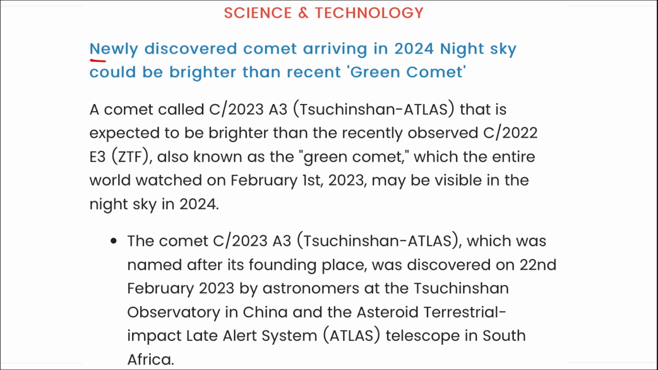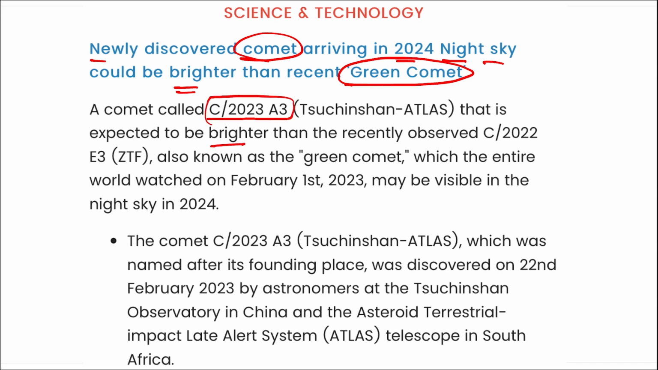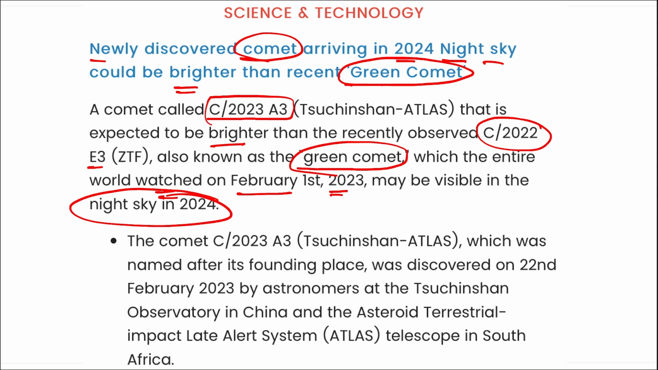Next, a newly discovered comet arriving in the 2024 night sky could be brighter than the recent green comet that we saw. So coming back, remember the comet is called C2023 A3. Alright, that is expected to be brighter than the recently observed C2022 E3, also known as the green comet, which the entire world watched on 1st of February 2023. This may be visible in the night sky in 2024, and the name given to this comet is C2023 A3.